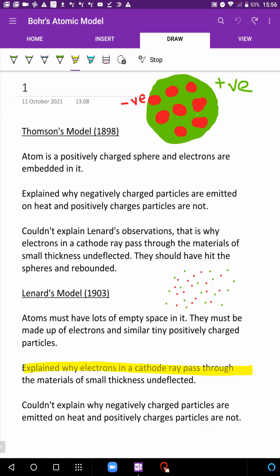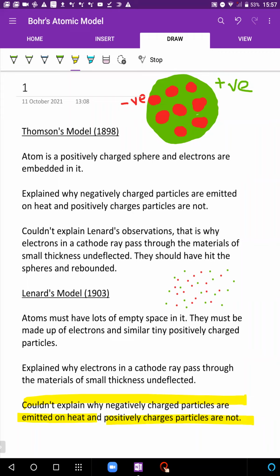Let me finish what he explained. Well, he did explain why electrons in a cathode ray can pass through materials of small thickness undeflected. He did explain that because, as you can see in this model, there is a lot of empty space for the cathode ray electrons to pass through. But he could not explain why negatively charged particles are emitted on heating and positively charged particles are not emitted at all.